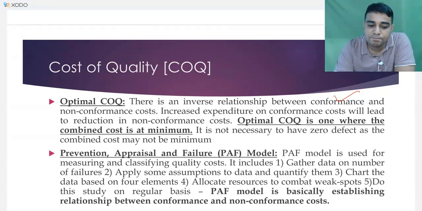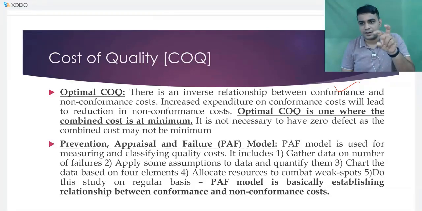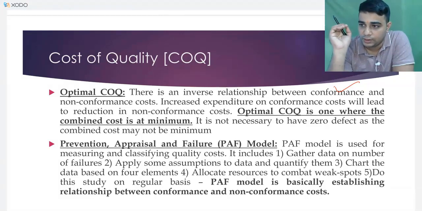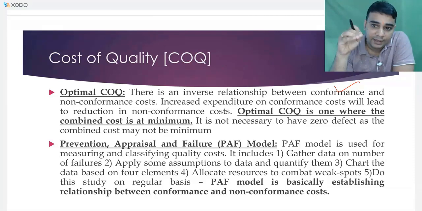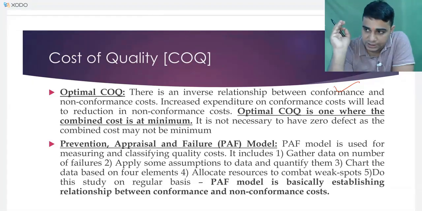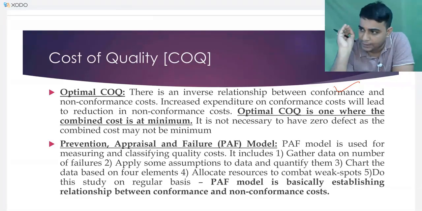Then we have a model called the PAF model, prevention, appraisal and failure model. Basically, one, it establishes the relationship between your conformance and non-conformance cost, and second, it tries to find out what the reasons for the problems in the company are and how you can rectify them. How will you rectify? By spending more on prevention and appraisal. We did a case study where the issue was downtime. You can tackle the downtime issue by implementing TPM, total productive maintenance, which will include some prevention and appraisal costs.